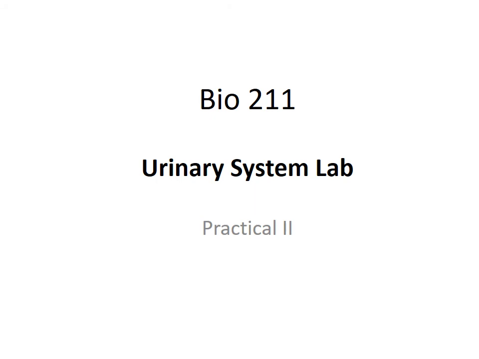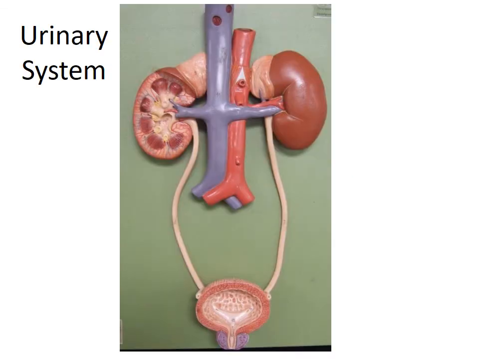So in this video, we're going to look at the urinary system. The urinary system is designed to clean the blood and filter the plasma and get rid of the waste products as urine. This is the overview of the urinary system. We're going to put things together after we talk about some of the internal structures.